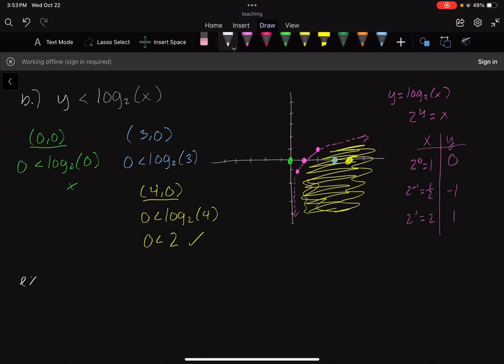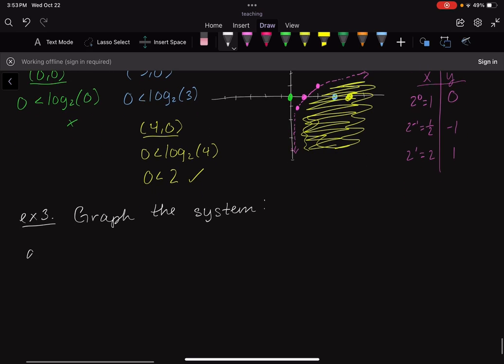The last type that we'll talk about in our video is graphing systems of inequalities. This just means we're going to have multiple lines to work with, and we're going to have more regions to work with. So this is x plus 2y less than or equal to 4, and then y is greater than or equal to x minus 3.